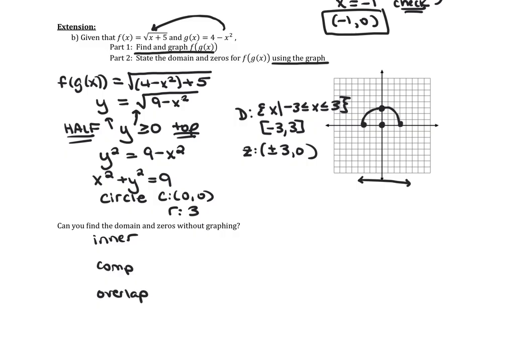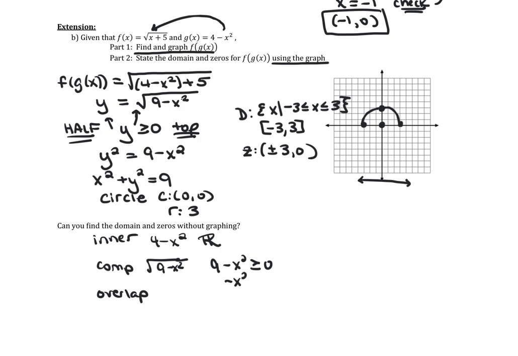So the inner function this time is the g of x function, which is going to be 4 minus x squared. That's a quadratic function. U shape, upside down, goes left and right forever. So the domain of the inner is all real numbers. The composition is a square root function. And remember, we take what's underneath the square root, set it greater than or equal to 0, and solve.